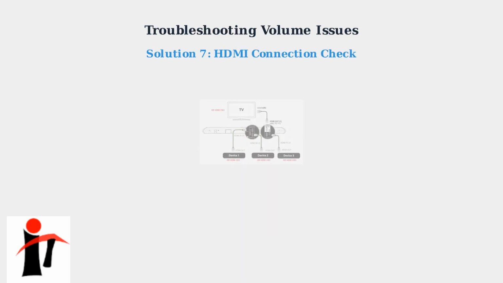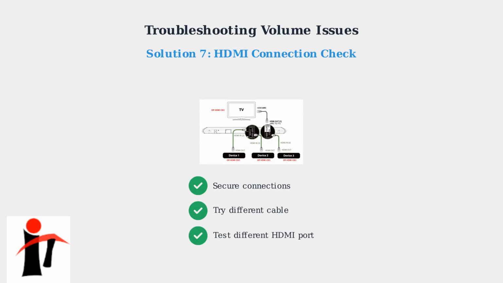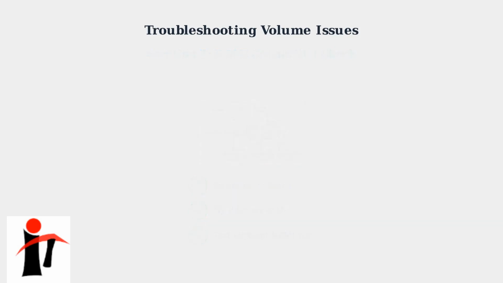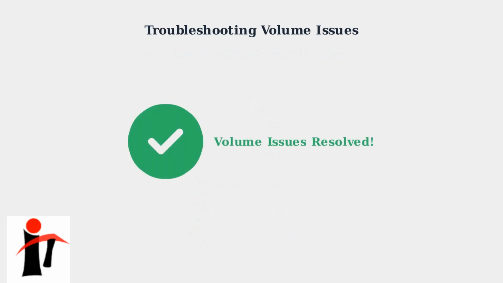Finally, if you're still having issues, check your HDMI connections. Ensure cables are properly connected, try a different HDMI cable, and check for any loose connections. By following these troubleshooting steps systematically, you should be able to resolve most volume control issues with your YouView box and enjoy optimal audio performance.